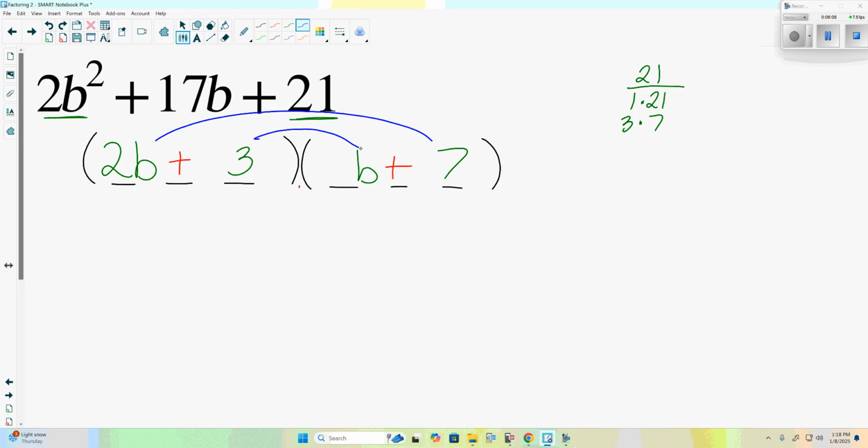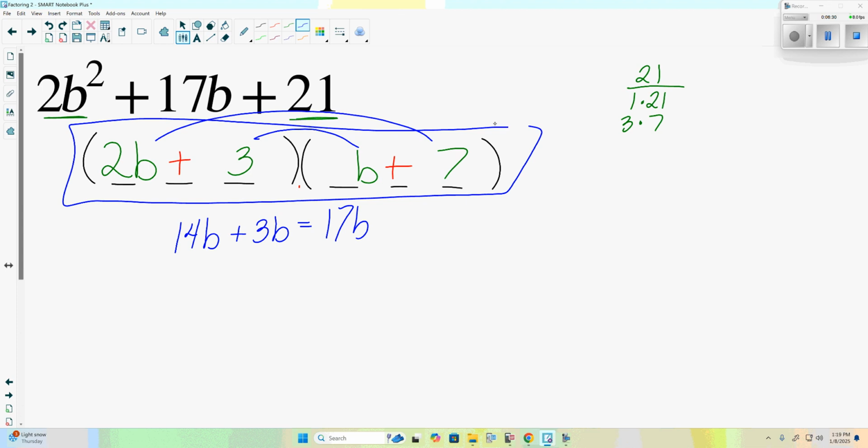Now, 2b times 7, 2 times 7 is going to be 14b, positive 14b. 3 times b is going to be positive 3b. And 14b plus 3b is 17b. Is that the middle term we wanted? That's it. We're ready for the next one.